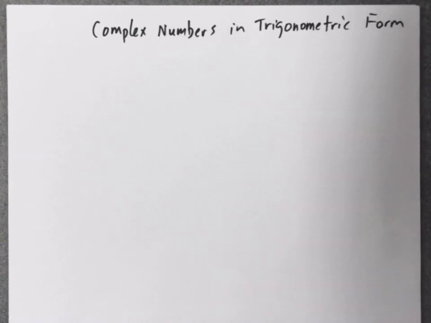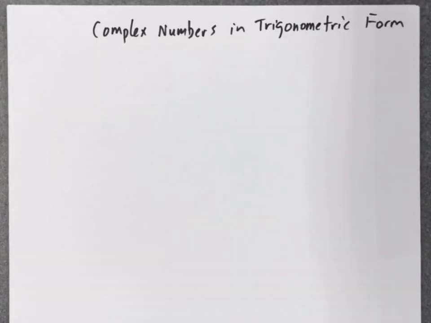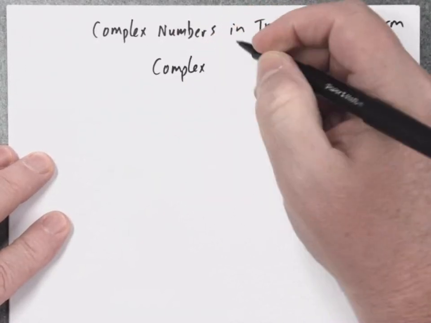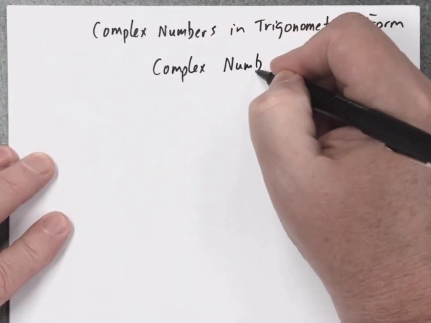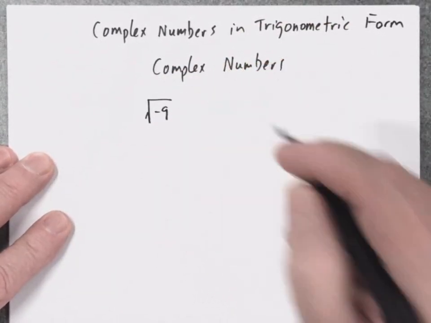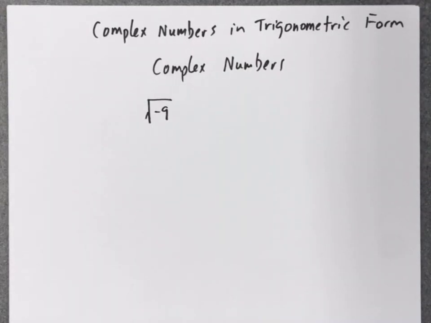Okay, we're going to now talk about complex numbers in trigonometric form. So just in case you don't remember complex numbers, let's do a quick review from algebra. Complex numbers are all about what happens if you have a negative number under a square root.